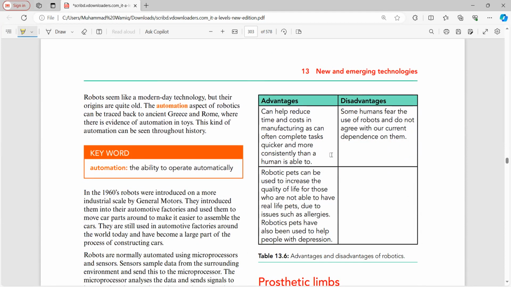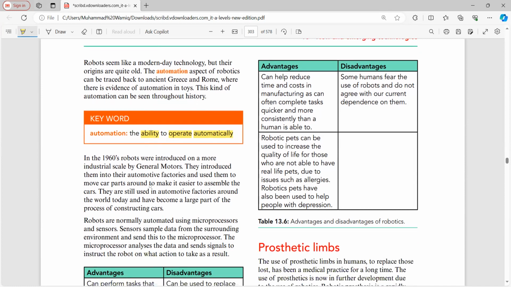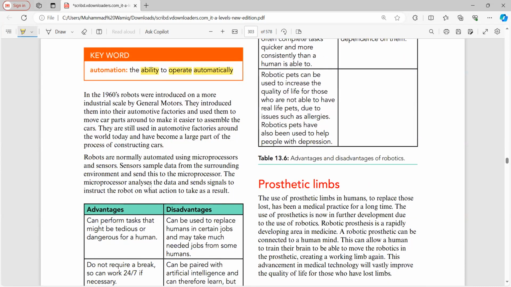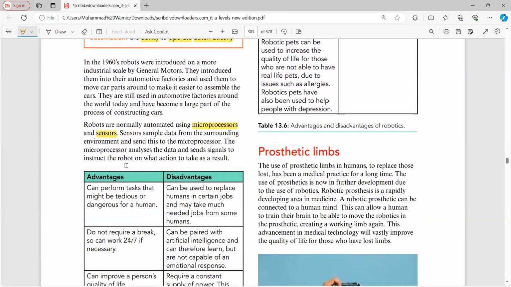We discussed it regarding the modern era and the process of automation, which is the ability to operate automatically. As the world is growing faster, we are going towards automation, as different companies and automobile companies are creating machinery and setups so that they do not need manual power or labor. So these machines and robots can be used to make their tasks easy. They can automate the process. Robots are normally automated with the help of a microprocessor and sensors. What are sensors? Sensors are those that sense data from your surroundings and send it to your microprocessor.